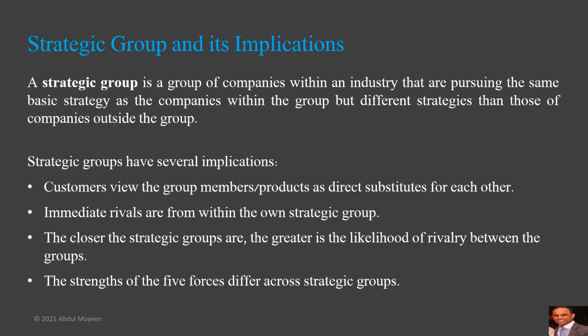So, a strategic group is a group of companies within an industry that are pursuing the same basic strategies as the companies within the group, but different strategies than those of companies outside the group. This is an important concept because not every firm in the industry considers or perceives every other firm as their competitor. We have different groups of companies in the industry, and they are all called different strategic groups.